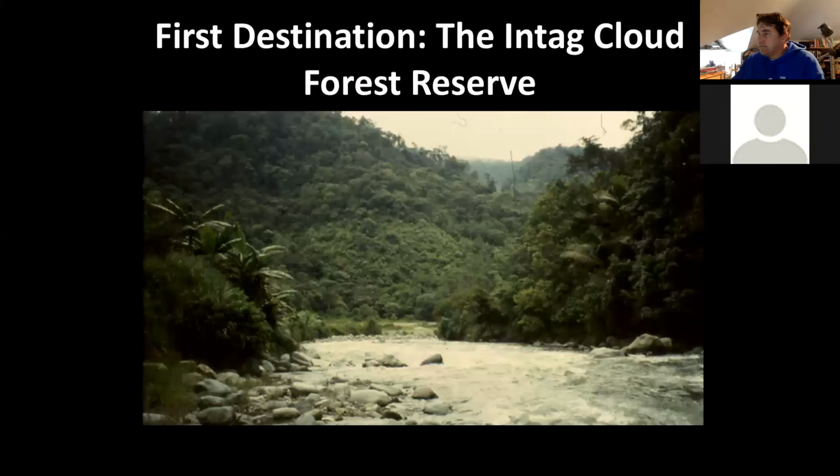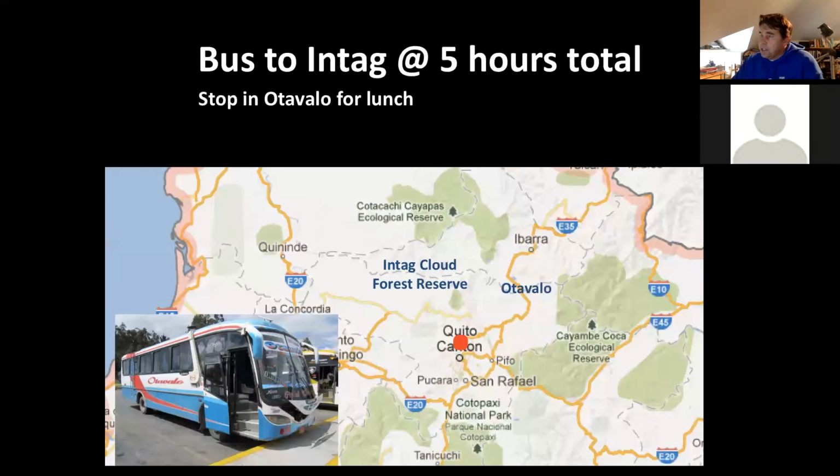And our first trip is going to be from Quito to the north to a place called the Intag River Valley, where we're going to visit a reserve known as the Intag Cloud Forest Reserve. And to get there, we'll take a bus, probably one bus to Otavalo, which is about 2 hours, and then another bus from Otavalo to the Intag Cloud Forest Reserve. But we'll probably have lunch in Otavalo on the way.